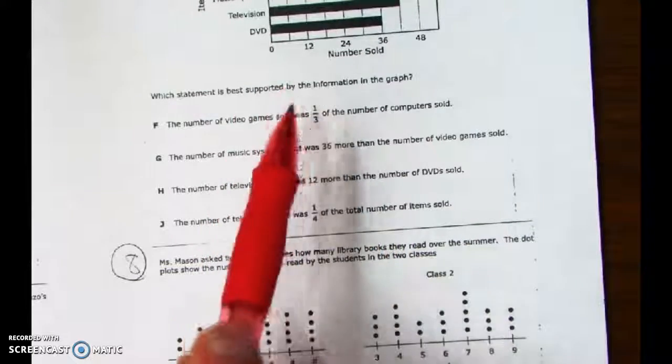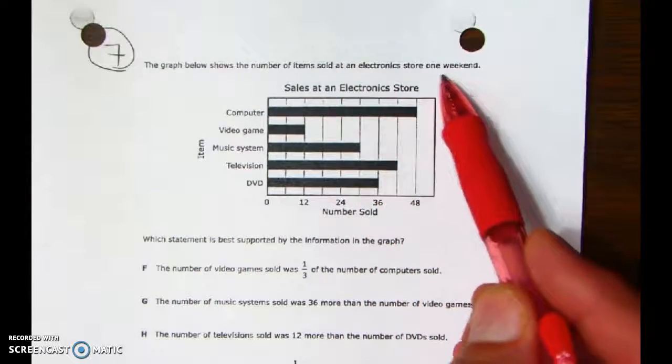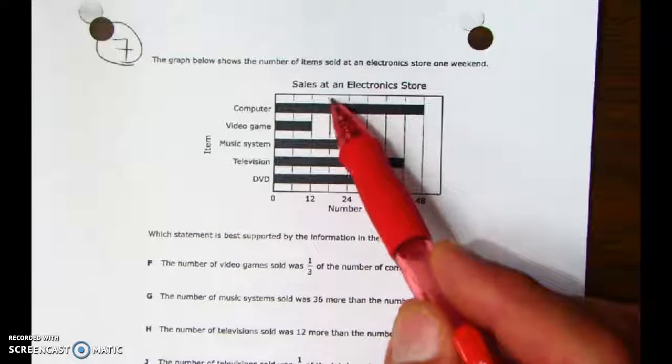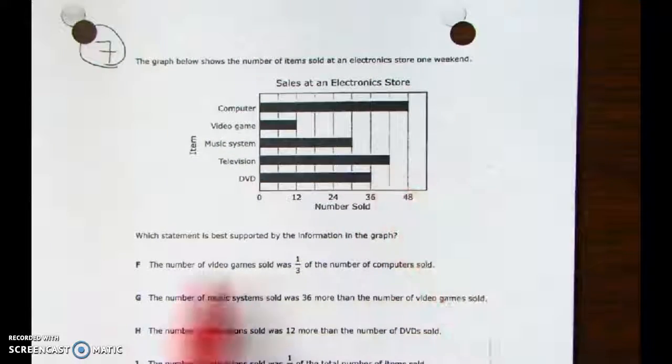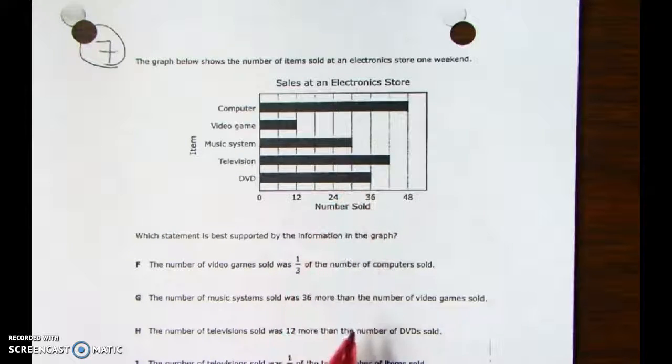Question 7. The graph below shows the number of items sold in an electronics store one weekend. Sales in an electronics store. Which statement is best supported by the information in the graph?